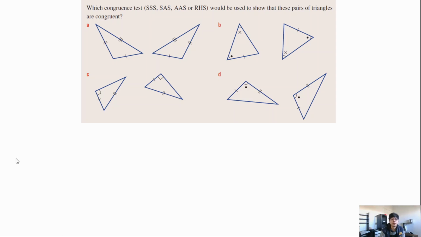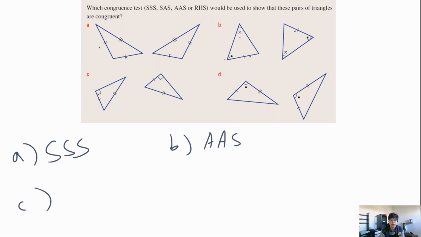Alright, so question A, which congruence test would you use for question A? I can see three pairs of the same side, so there would be side, side, side, or SSS. Question B, I have two angles that are the same and one side, so that will be angle, angle, side, or AAS. Question C, I have a right angle, the hypotenuse is the same as well, and one side that's the same as well, so that will be right angle, hypotenuse, side, RHS.